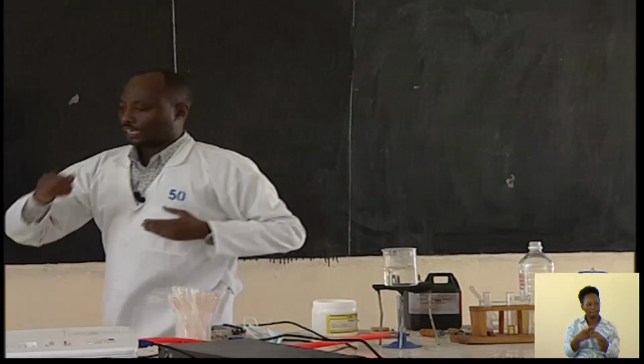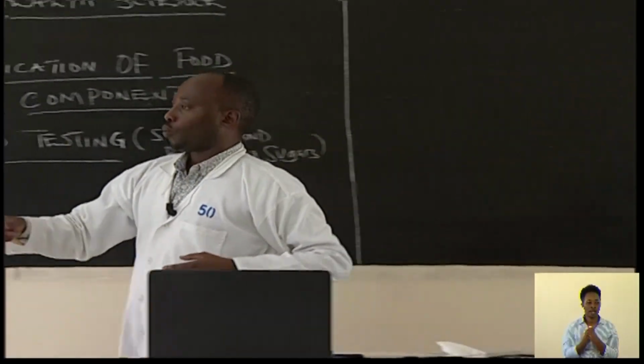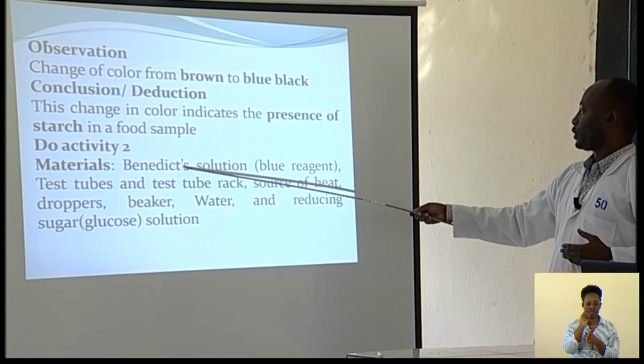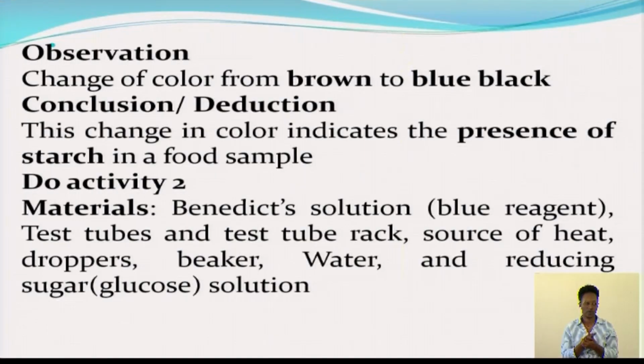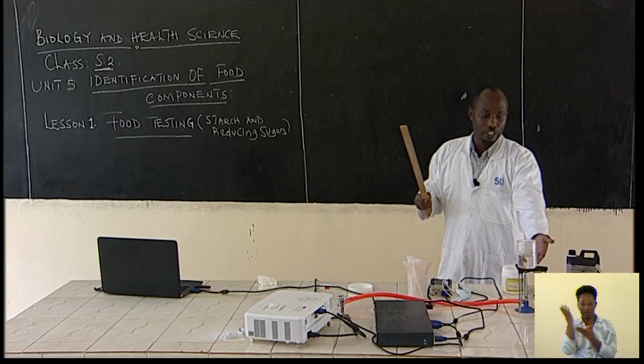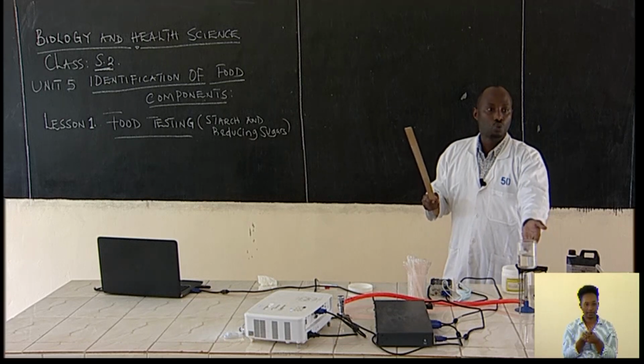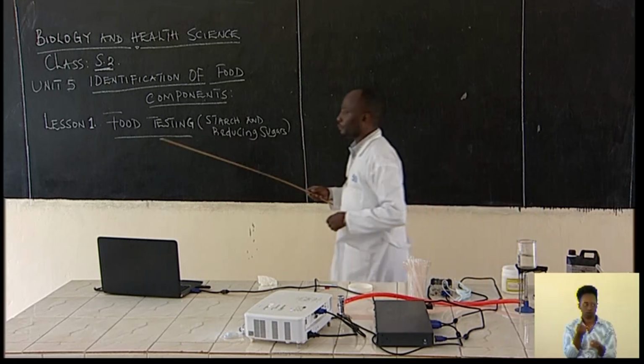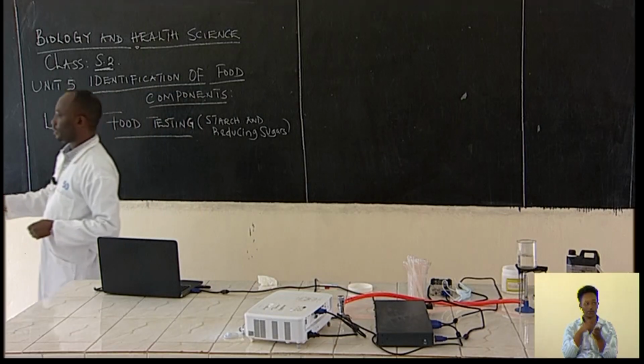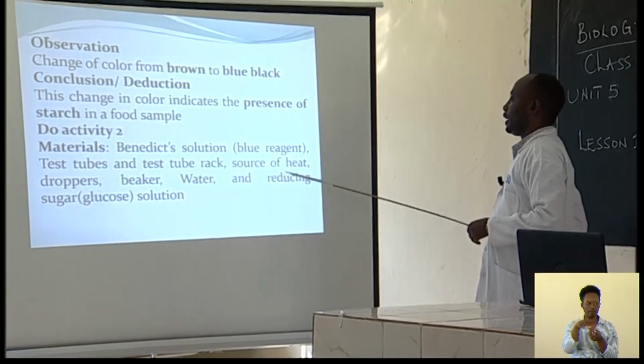Let us go to the materials that are going to be used. One, we are going to use a solution called Benedict's solution. We have seen that Benedict's solution is a blue reagent. We are going to use test tubes, and also a test tube holder. That one is a test tube holder. And the source of heat, here you can see, a Bunsen burner. This is boiling water. And I'm going to use droppers, a beaker, water, and reducing sugars.